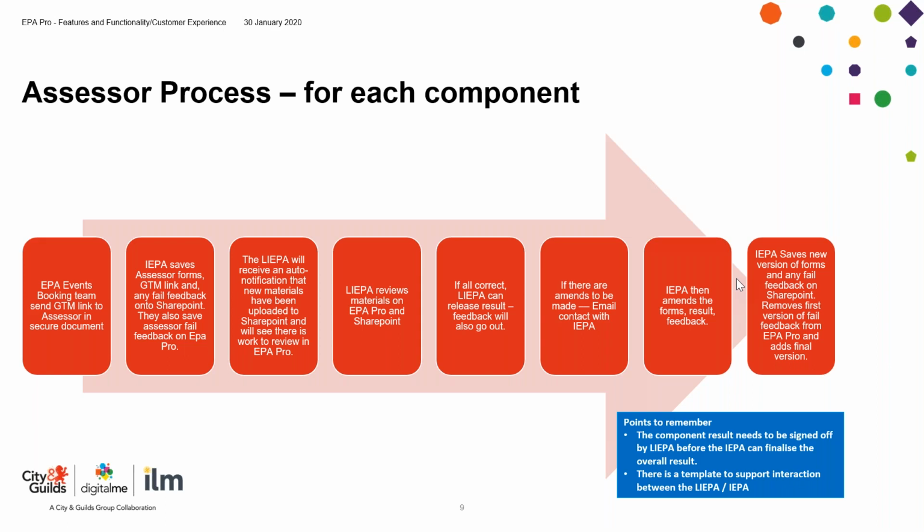If something's missing and it's a quick chase, so you know, we've set the date for the assessment, I haven't got the witness testimony, please can you send it through, I think that's a simple fix. If what they've sent through isn't correct and there are some issues, or you've chased and they haven't come back to you, then I think that's an escalation to the EPA events booking team. Is that okay, Sean? Yeah, that's fine. Thank you.